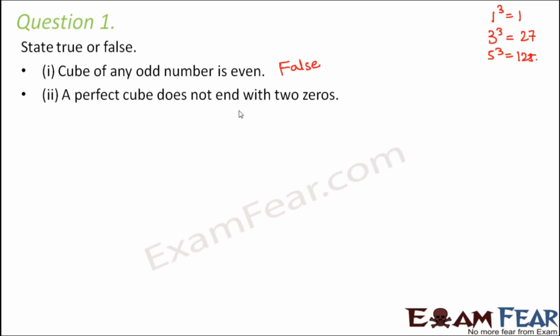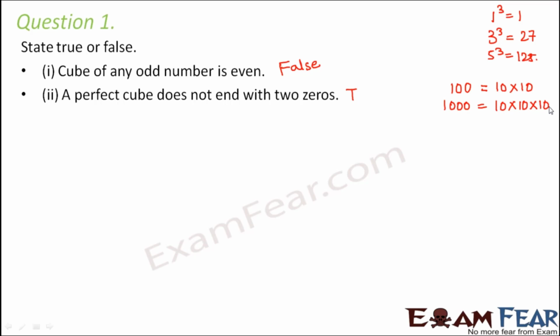A perfect cube does not end with 2 zeros. Well, that's true. Why? Because think of any example of a perfect cube which ends with 2 zeros, for example, 100. Do you think 100 could be a perfect cube? Now, when you have 2 zeros, it can never be a product of three same numbers. So 100 could be 10 into 10, so two numbers. So it could be a perfect square, but it cannot be a perfect cube. But when it comes to 1000, it can be a product of three same numbers, with each number having 1 0. So definitely a perfect cube can never have two zeros.